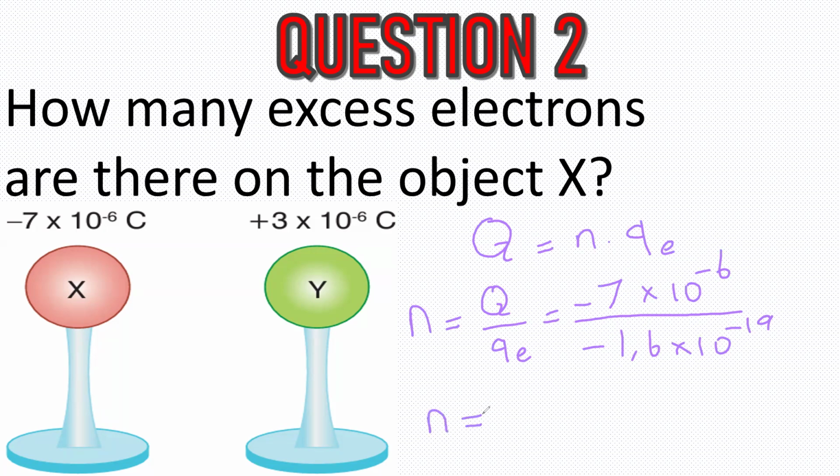N is equal to, let's use our calculator, 7 over 1.6. And then we are getting this number, 4.38 times 10 to the power of 13. Electrons. We are not writing coulombs here because we are looking for number of electrons. So you calculate excess electrons on the object X. So how many electrons more, how many electrons in the object X we can say.